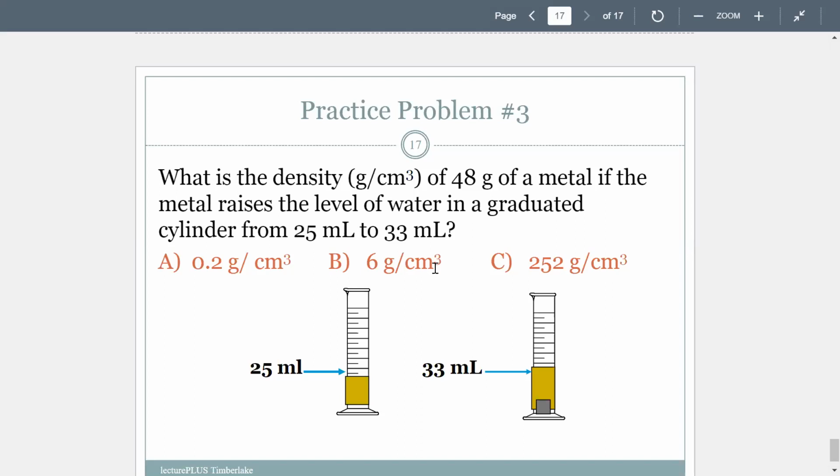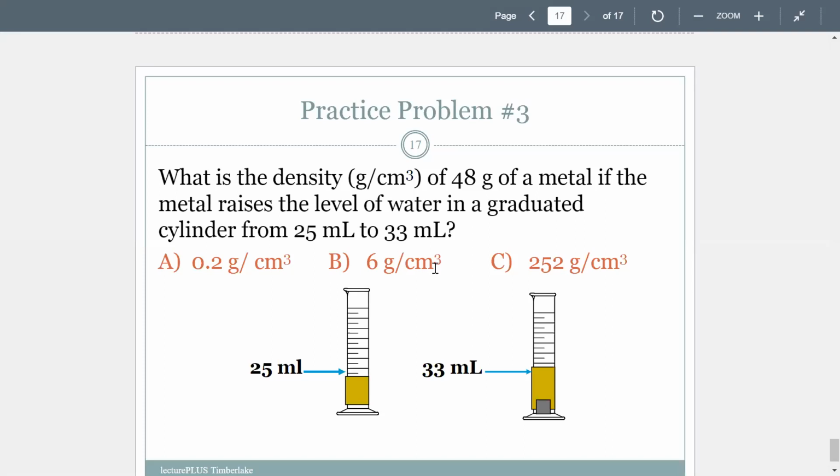So what's our final volume here? What's the final volume of that graduated cylinder? 8 milliliters. All right, so that's going to be the change. What's our final? What did the level end up at? 33. 33. And where did it start? 25. 25. All right, so you'd say 33 minus 25. And just like she stated earlier, that's going to be 8 milliliters. All right, so we've got 8 milliliters and we've got 48 grams.